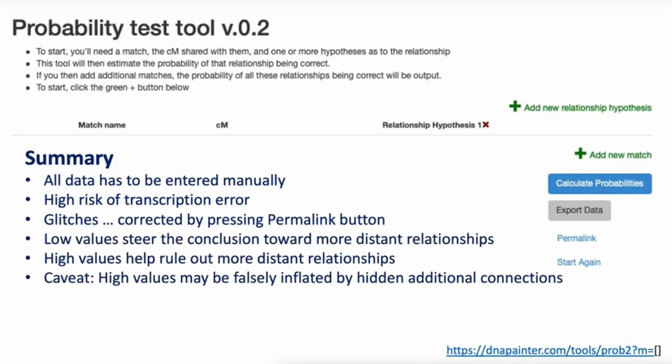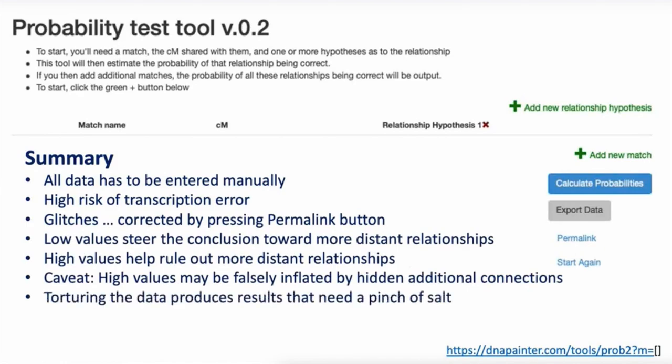And just that little bit of additional information, a little bit of additional CMs that she gets from being a fifth cousin is going to inflate the amount of DNA shared, and it's going to make the program think, well, that's impossible for that particular hypothesis, let's rule it out. So we could be falsely ruling out viable hypotheses because of hidden additional connections in the family tree.